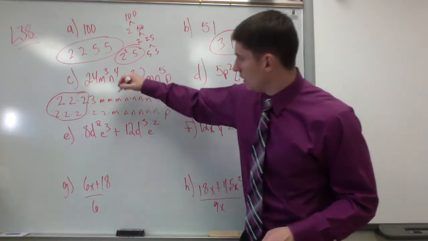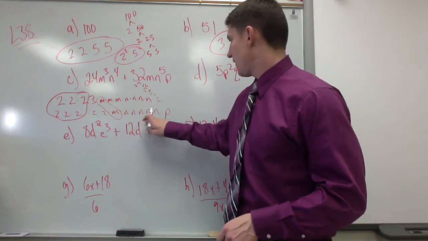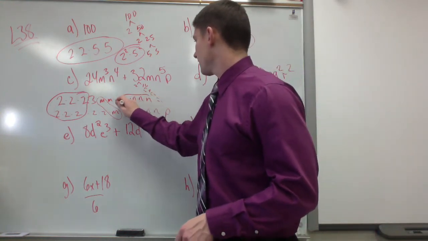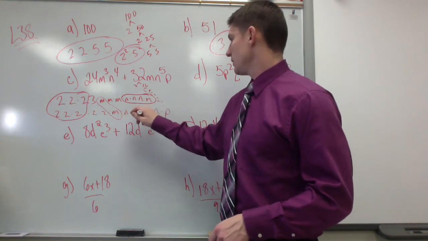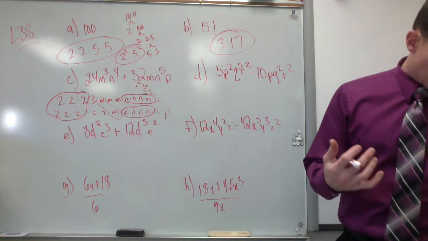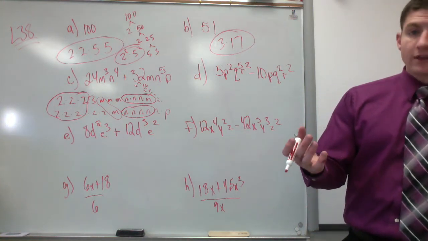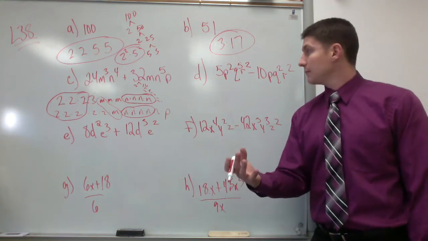I have 1 m in each one, and I have 5 n's here and 4 n's here. So I've got 4 n's that are in this one and 4 n's that are in this one that I could circle, that are the common terms or the common factors amongst those. If I take those and I write those out, that's my greatest common factor.